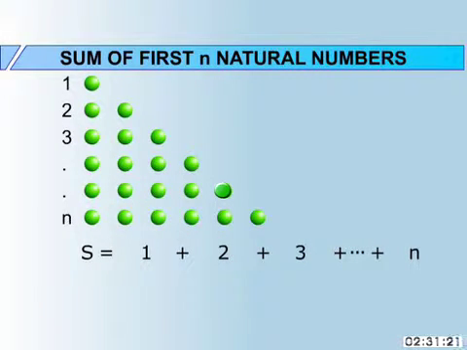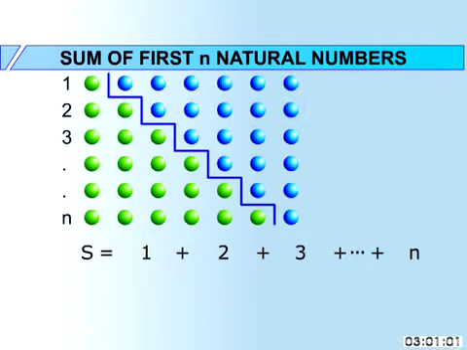If we have 1, 2, 3 and so on up to n natural numbers, that is 1, 2, 3 and so on up to n, then the sum of these natural numbers, that is s, is equal to 1 plus 2 plus 3 plus so on up to plus n.